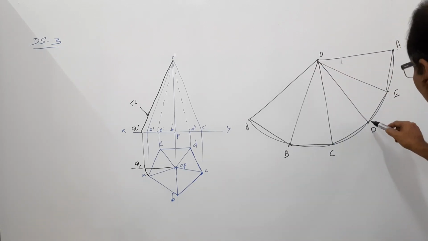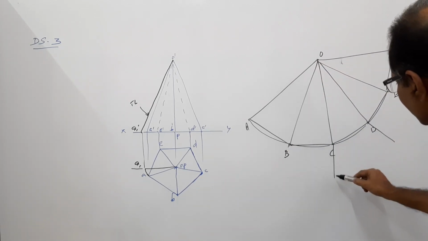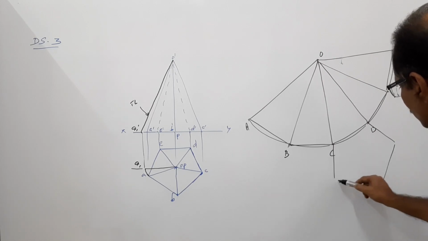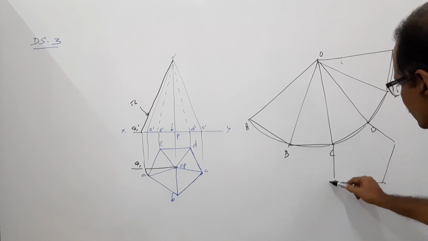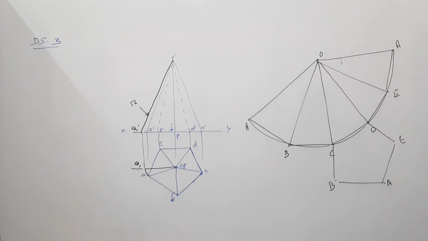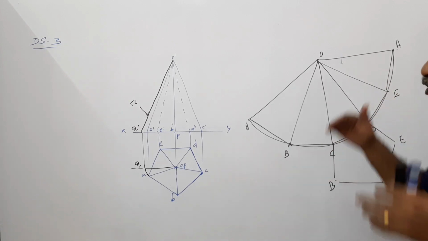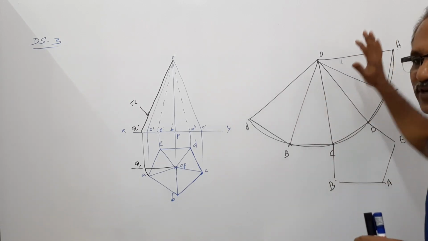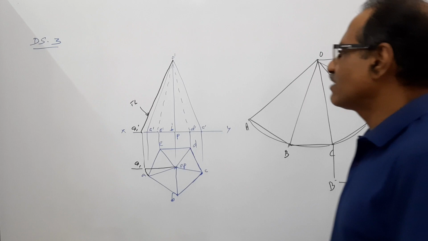Okay. Now, anywhere, draw a pentagon. What does it represent? It represents the base of the pyramid. This is C, so this is B. This is D, so this is E. And this is A. What you have got? You have got the development of the pyramid. This is the lateral development. This is the base. So, this is the full development of the pyramid.